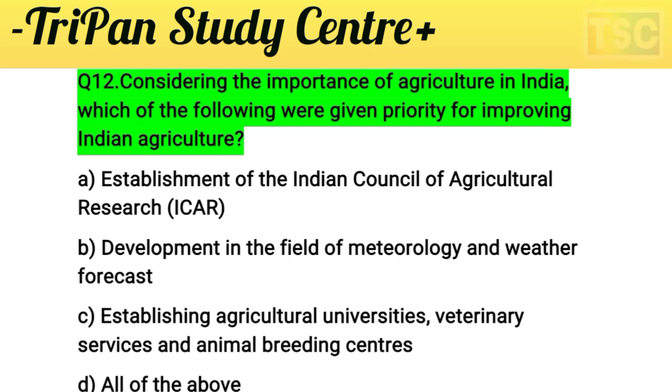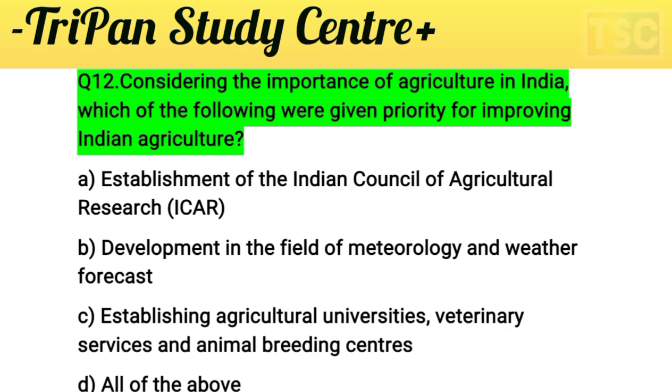And the question here: considering the importance of agriculture in India, which of the following were given priority for improving Indian agriculture? A, establishment of the Indian Council of Agriculture Research, ICAR. B, development in the field of meteorology and weather forecast. C, establishing agriculture universities, veterinary services and animal breeding centers. D, all of the above.